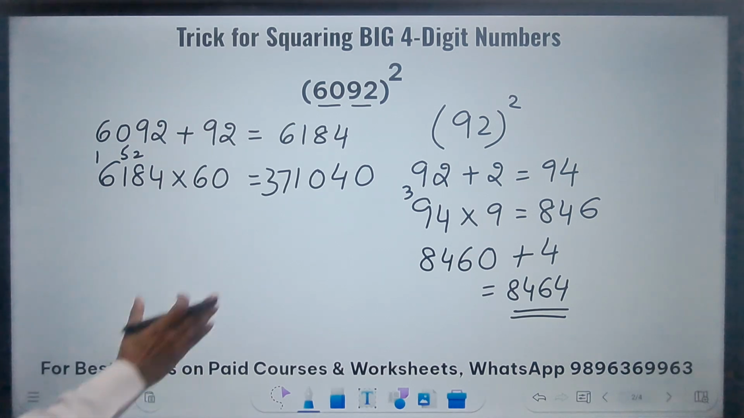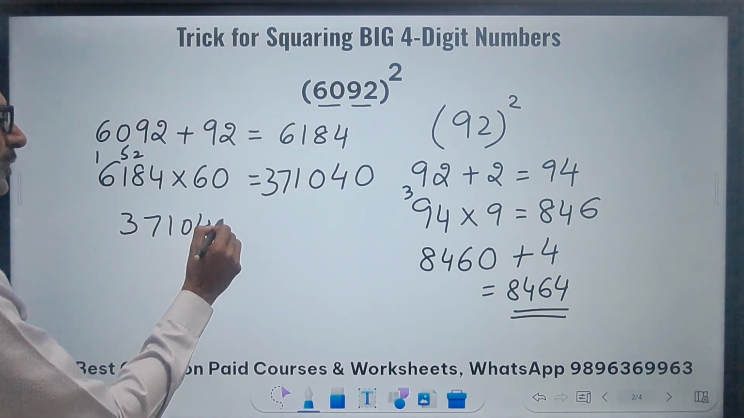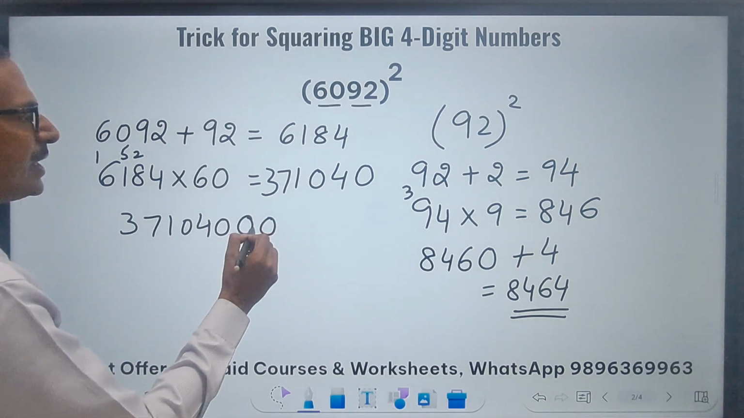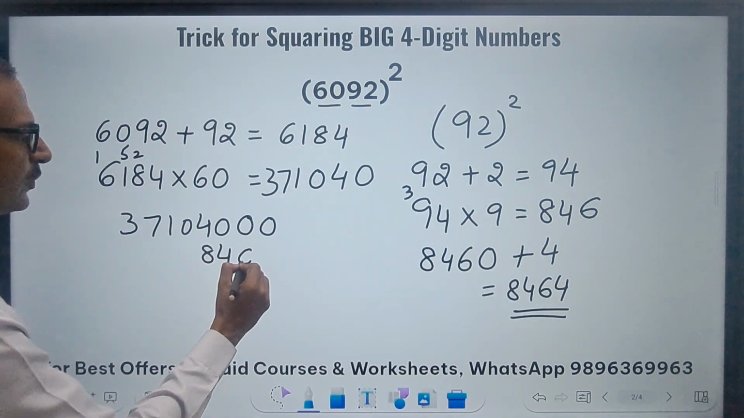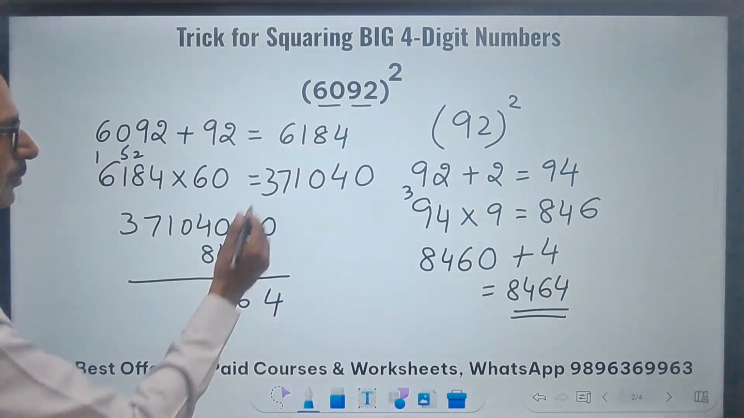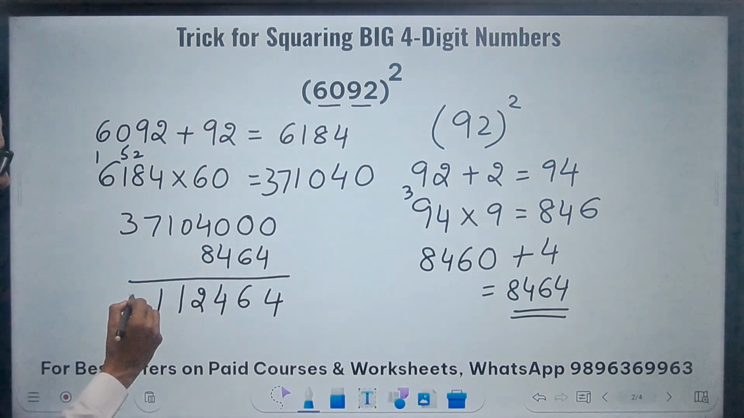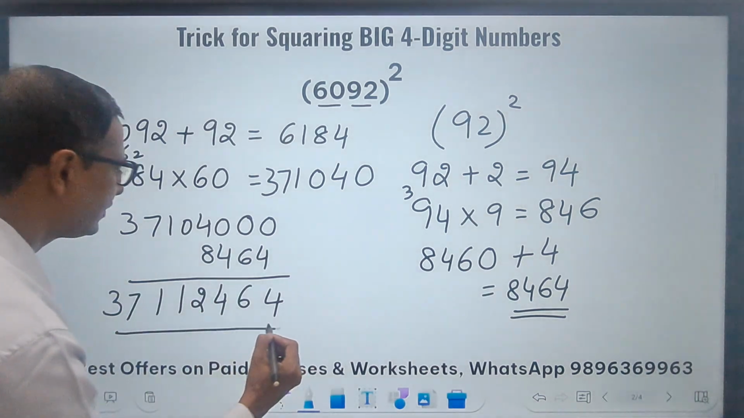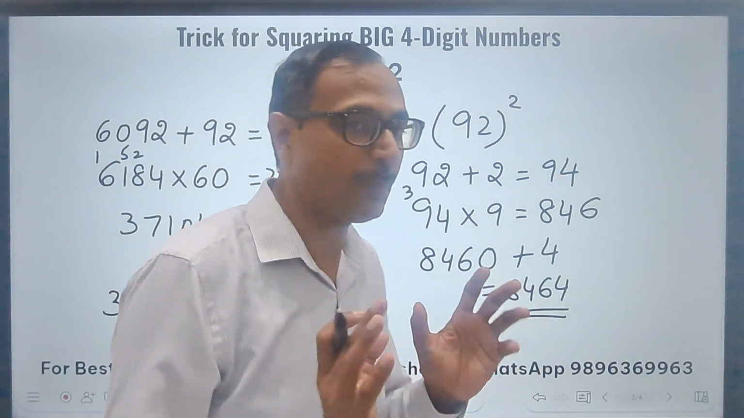371040 is the result. Now what do you do? 371040 is to be suffixed by 2 zeros, and then add this number 8464 to the result. You will see that you get the square of the required number 6092. So here we are. The answer is 37112464. Now you can see we have taken less amount of time.